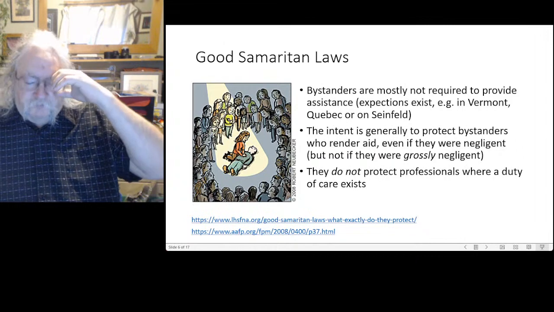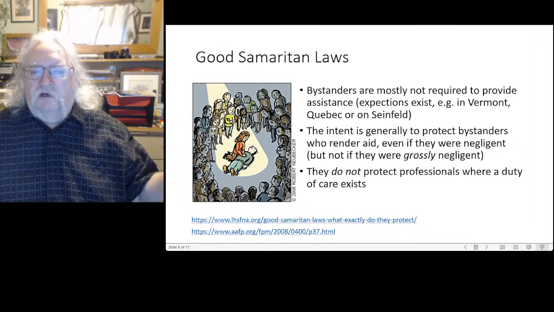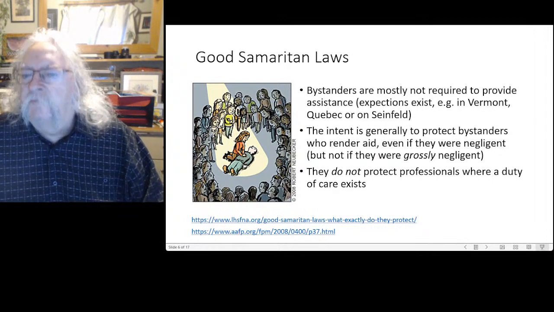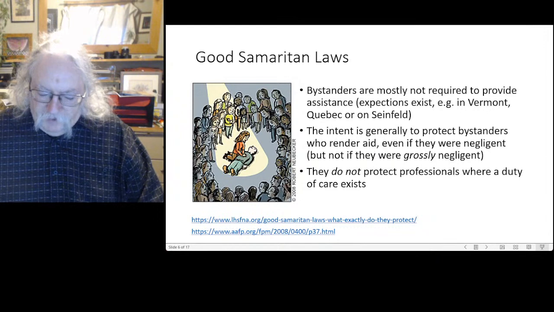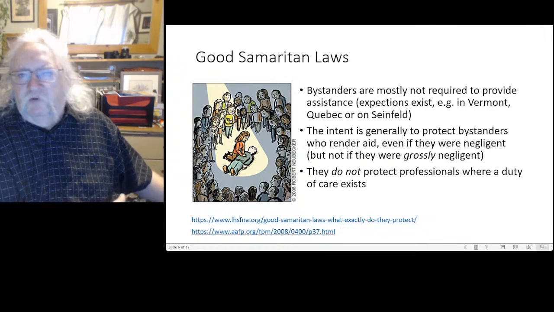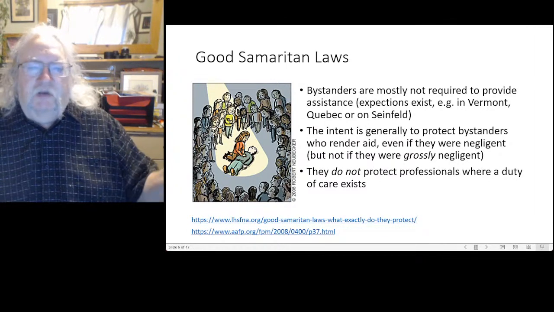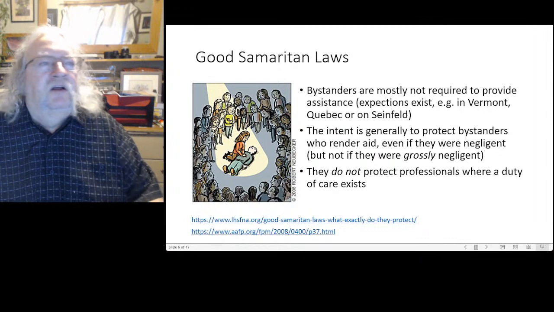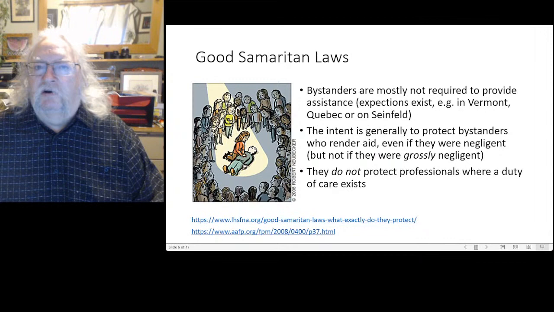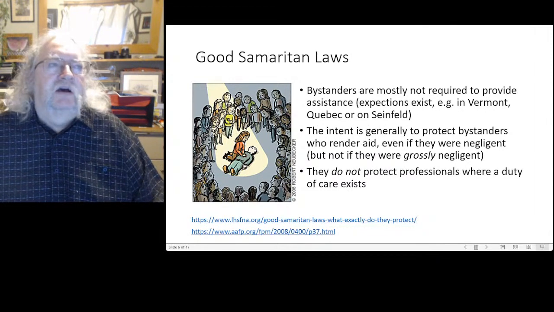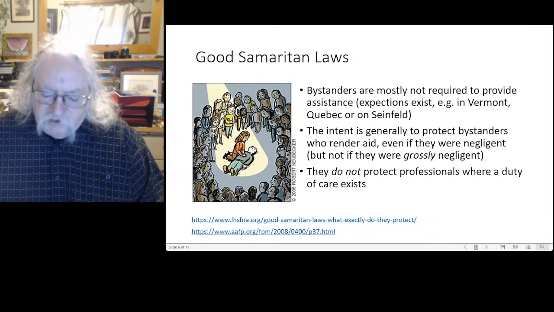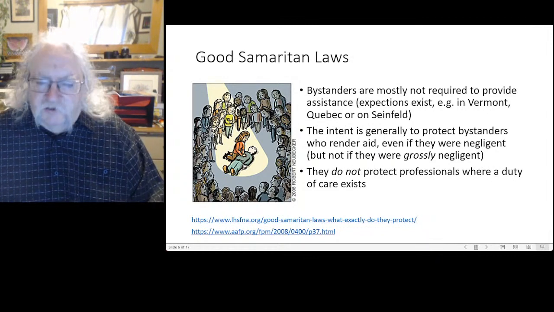By contrast, there's a range of laws known as Good Samaritan laws. And these are interesting. For the most part, our law does not require that you provide assistance to people of one sort or another. Now, there are exceptions in Vermont, say, or Quebec, or on the final episodes of Seinfeld, where the Seinfeld gang are famously thrown into jail for just sitting there laughing at an assault victim. But mostly, there is no requirement.